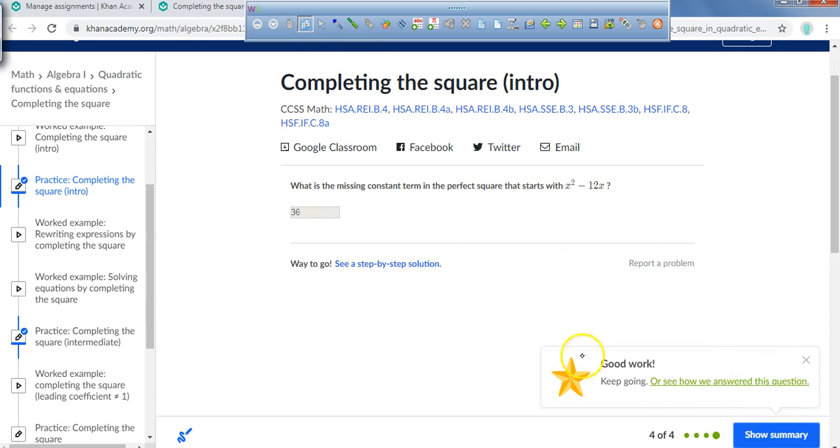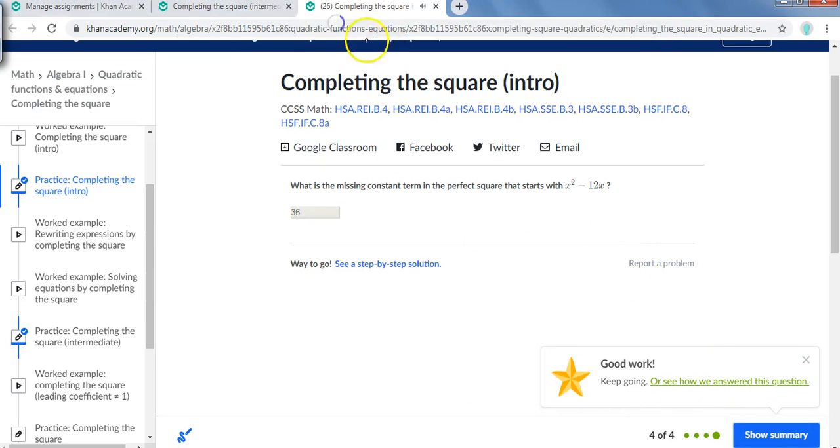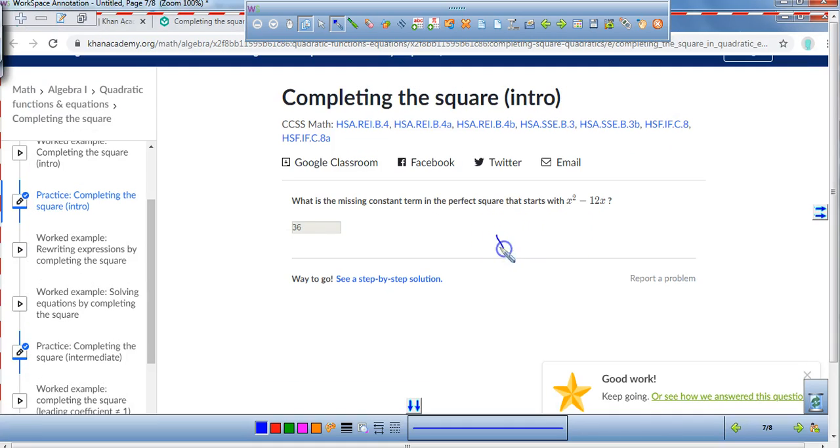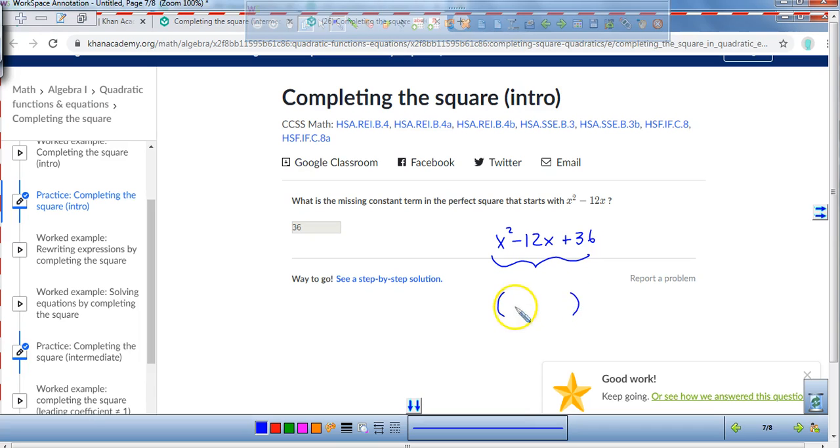Now, before I finish this off, if I had x squared minus 12x and I put plus 36, what does this factor to? That's going to be the important part that you take away from this. That factors to x minus 6 squared. Why? Because negative 6 plus negative 6 is negative 12, and negative 6 times negative 6 is positive 36.